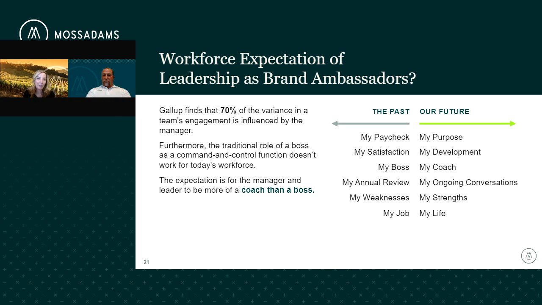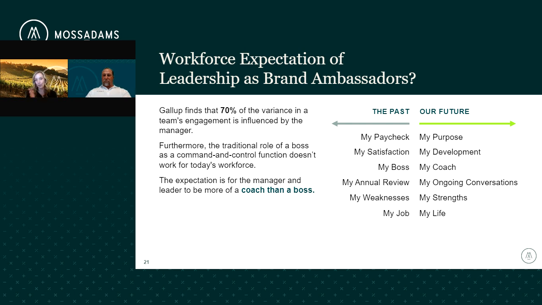So I also want to talk about workforce expectations of leadership as a brand ambassador. This one is interesting. Gallup finds that 70% of the variance in teams' engagement is influenced by a manager. Furthermore, the traditional role of a boss, the old school mentality of a boss role, doesn't really work in what we're hearing in today's workforce. The expectations of the manager are transitioning from more than just a boss to more of what we would call a coach.